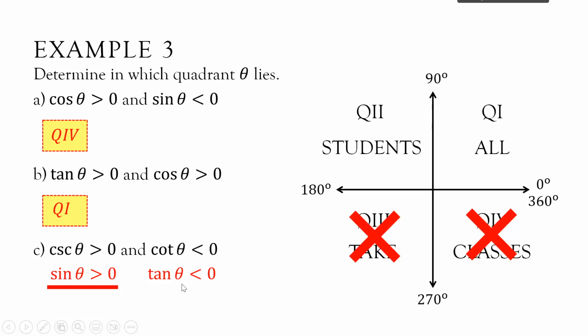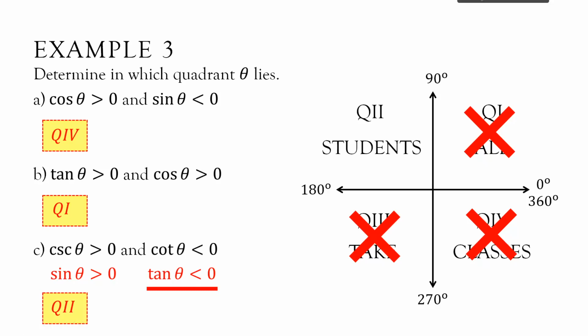Now, what about tangent of theta being negative? Well, I can't be in quadrant 1, because in quadrant 1, everything is supposed to be positive. So that kills off quadrant 1. And just to double check, is tangent negative in this second quadrant? Yes, because only sine and cosecant are supposed to be positive in quadrant 2. So I know for part C, my angle is in quadrant 2.